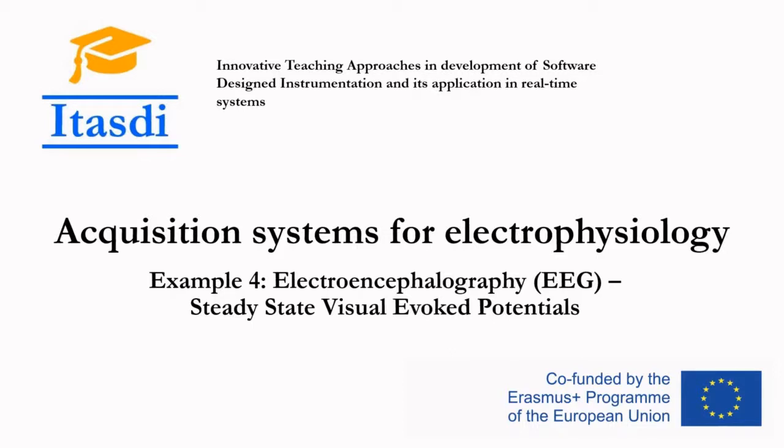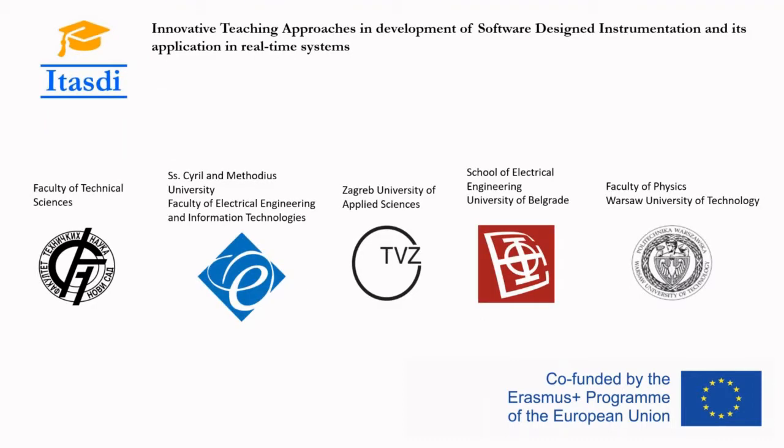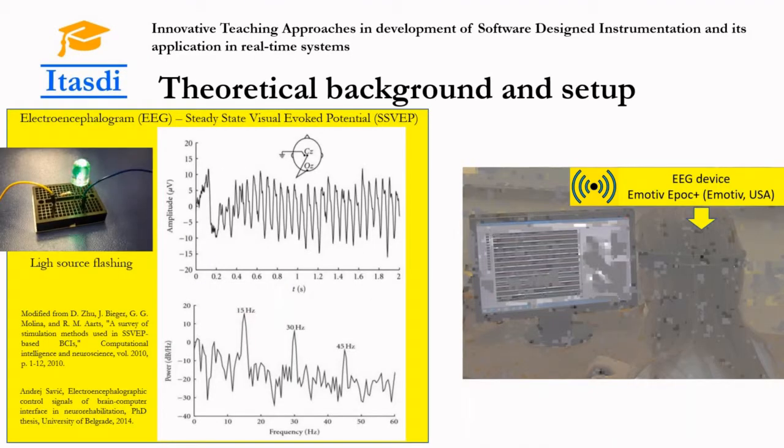This presentation is designed to cover the architecture of the data acquisition system for recording of steady-state visual evoked potentials. The steady-state evoked potential is a brain response elicited by a repetitive stimulus of a fixed frequency.